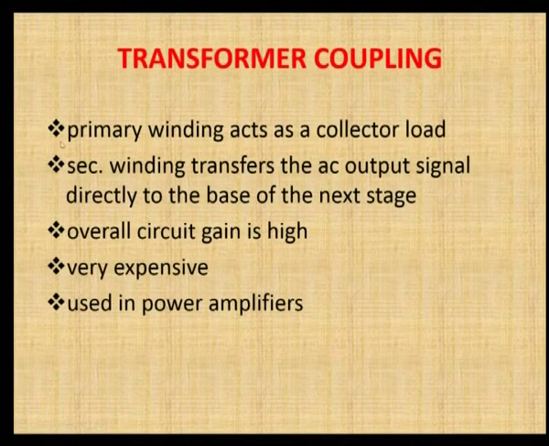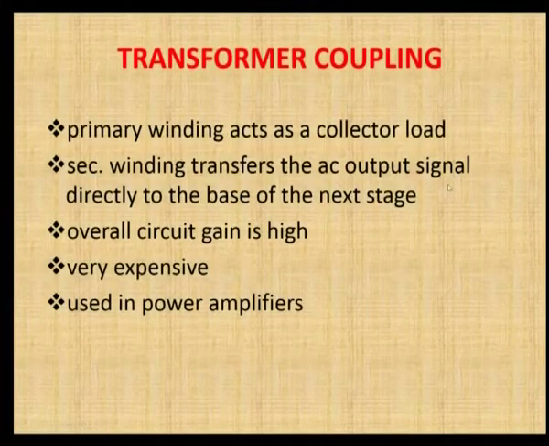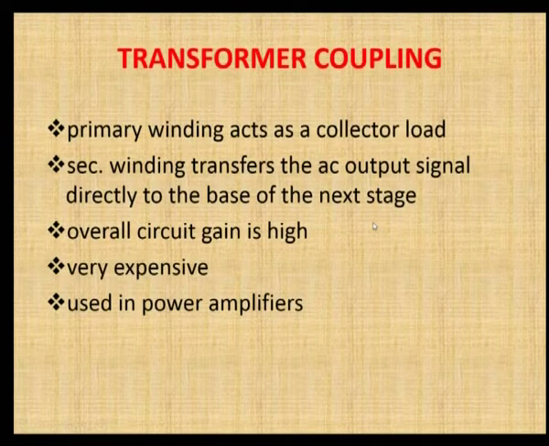The transformer coupling, primary winding acts as a collector load. So, primary winding will be acting as a load for the first stage, and secondary winding transfers the AC output signal directly to the base of the next stage. So, secondary winding, it transfers the signal from the first stage to the base of the next stage. The circuit gain is high and it is expensive, so it is not normally used in all the amplifiers. It is mostly used in the power amplifiers, large signal amplifiers.